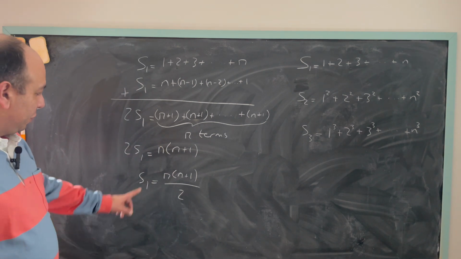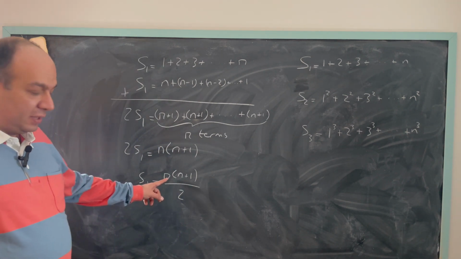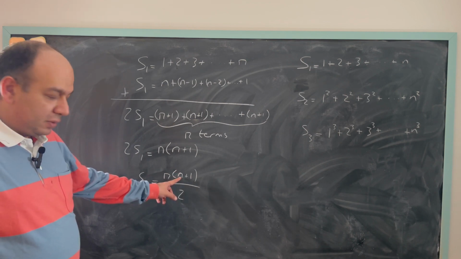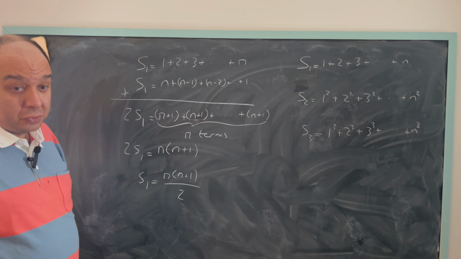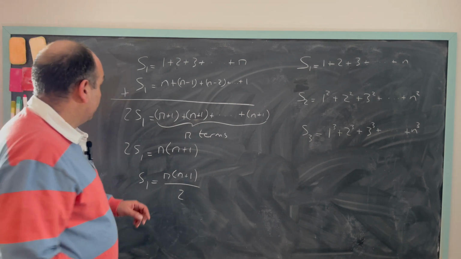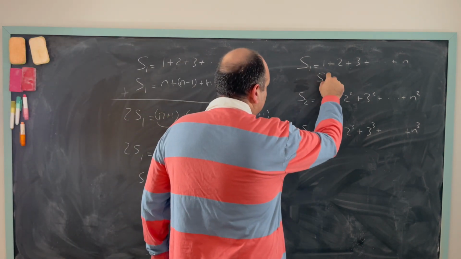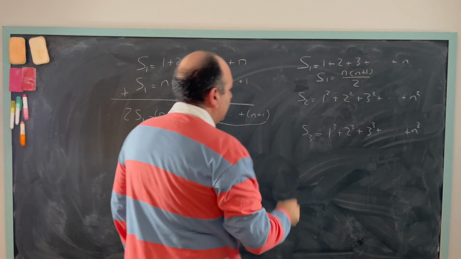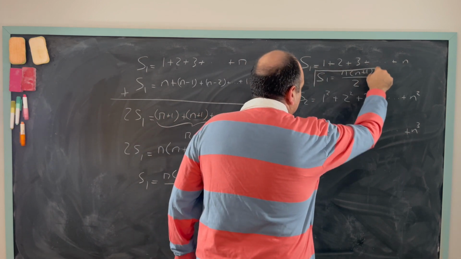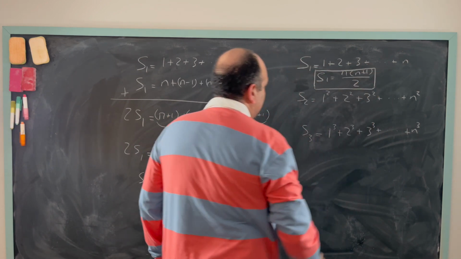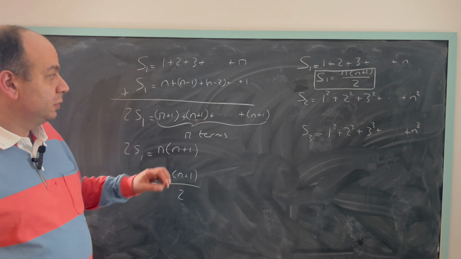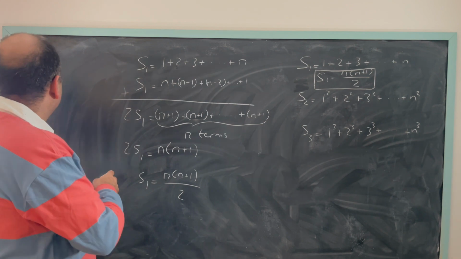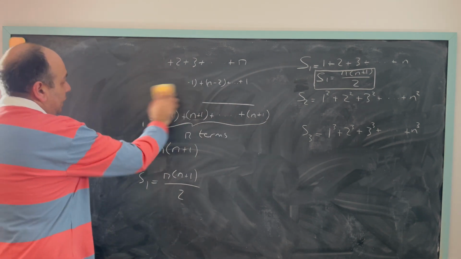That's it. So if you want to add numbers from 1 to 100, you just put 100 here. So 100 times 101 divided by 2 is your answer. Okay, so let me write it down here. S1 is simply equal to n times n plus 1 over 2. Is there another way of finding it? I'll show you the second method, and then we will continue using that method to solve for S2 and S3. Okay, let's move on.